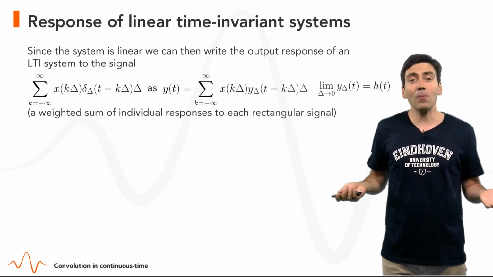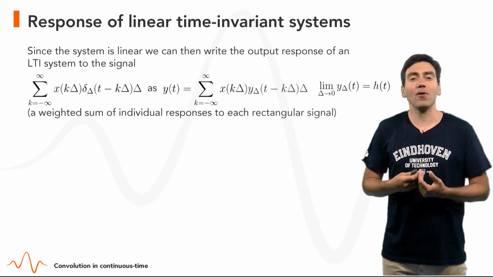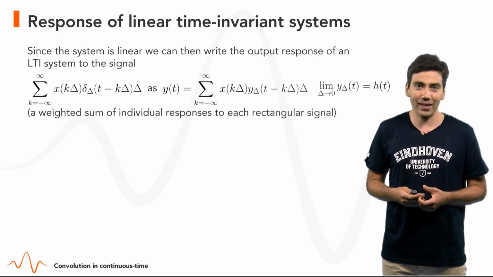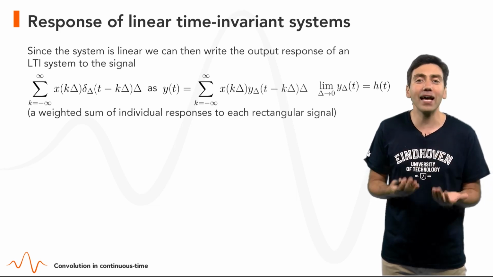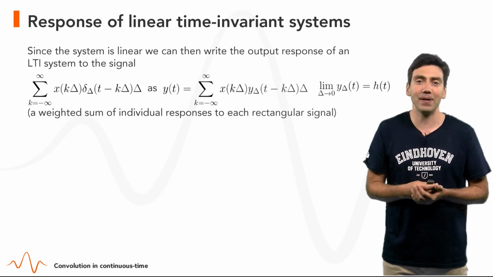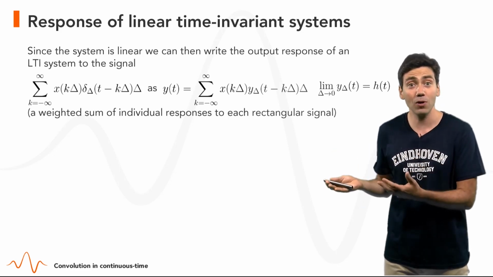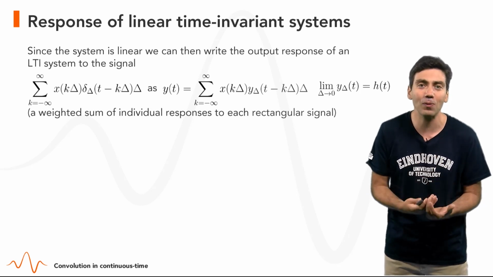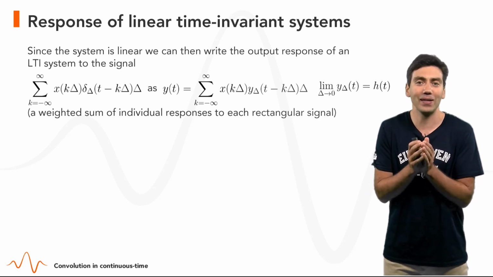So, given the decomposition of the signal into the sum of the subsignals defined in terms of these functions that define the Dirac, if we apply this signal, which is the sum of these basic rectangles, to a linear system, we will get as output a weighted sum of individual responses to each of these rectangular subsignals.